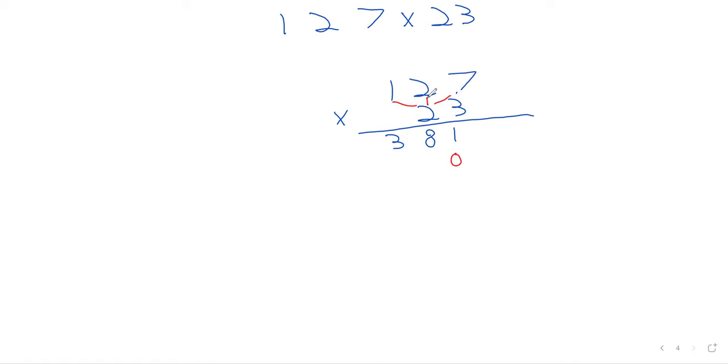And why is there a 0 there? Well, it's because the 2 in the tens place is really a 20. So 2 times 7 is really 20 times 7. And that extra 0, that is the 20 instead of the 2, gives you an extra 0 in the product. Then 2 times 7 is 14. 2 times 2 is 4, plus 1 is 5. 2 times 1 is 2. And now we do a bit of addition.